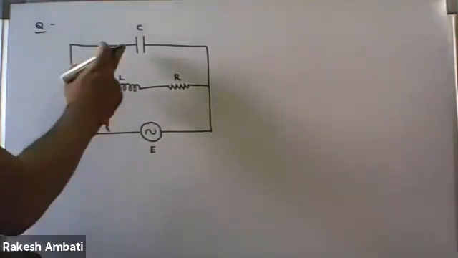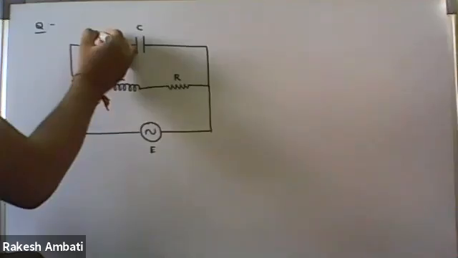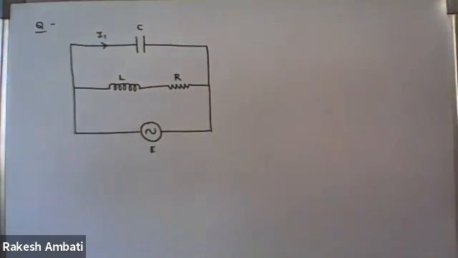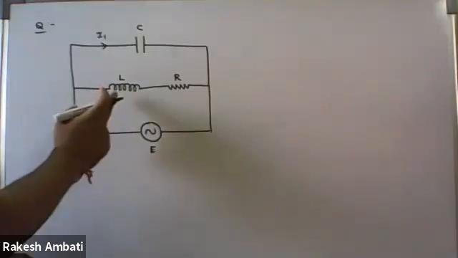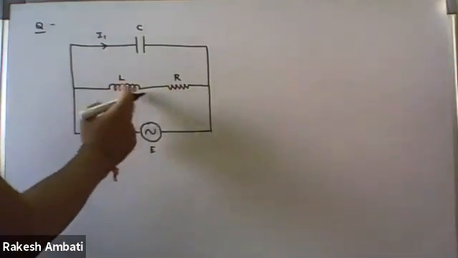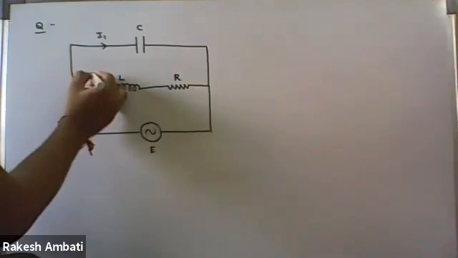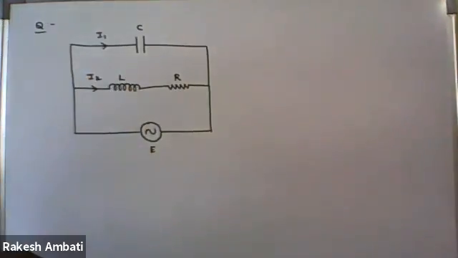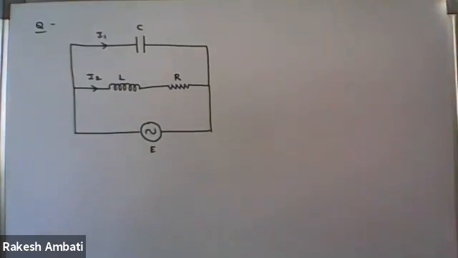So in this question, for example, it is the first question. Let the current passing through the capacitor be I1, and let the current passing through the LR branch be I2.